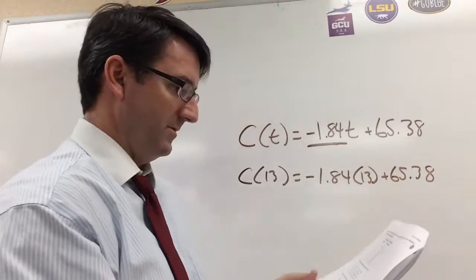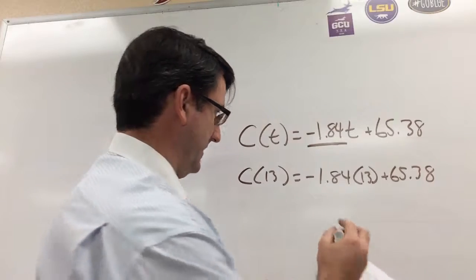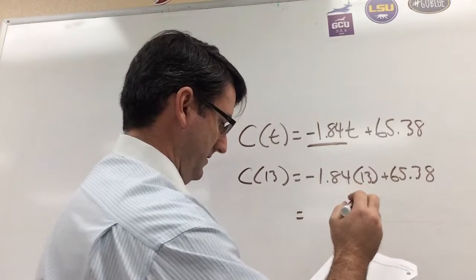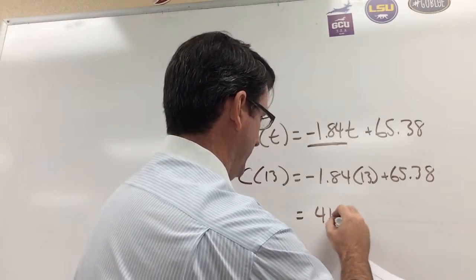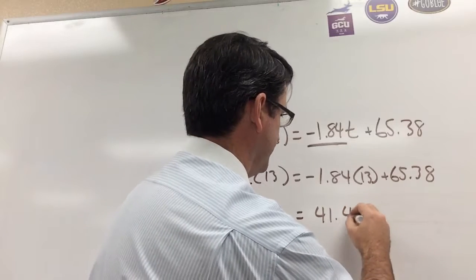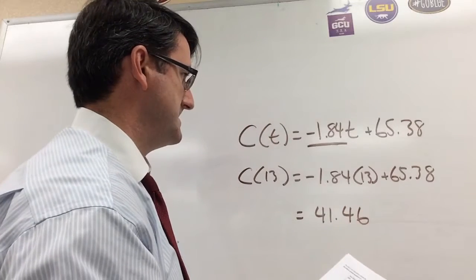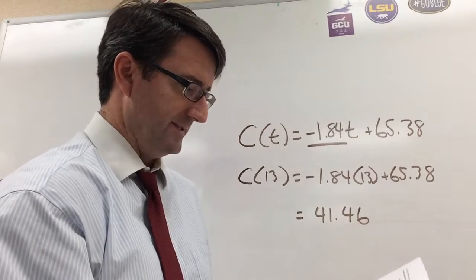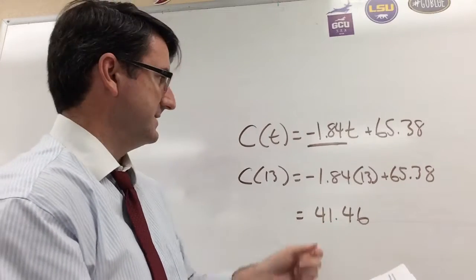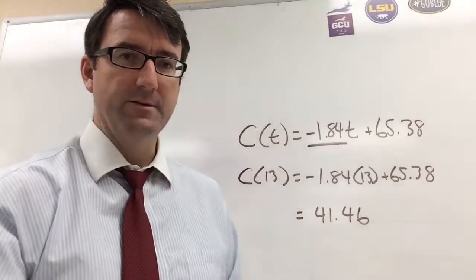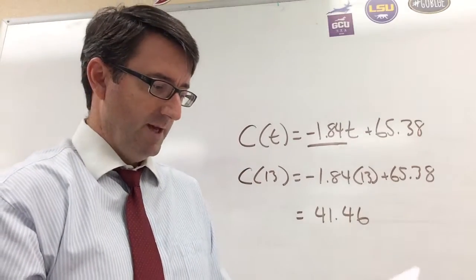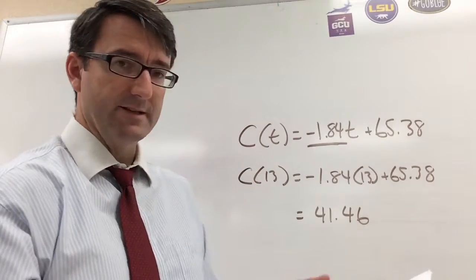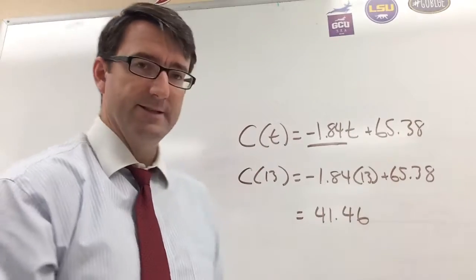And when we plug that into our calculator, we're going to get 41.46, which is 41,460,000, because again, C is given to us in millions of subscribers. So the answer for number 7 is going to be C, 41,460,000.